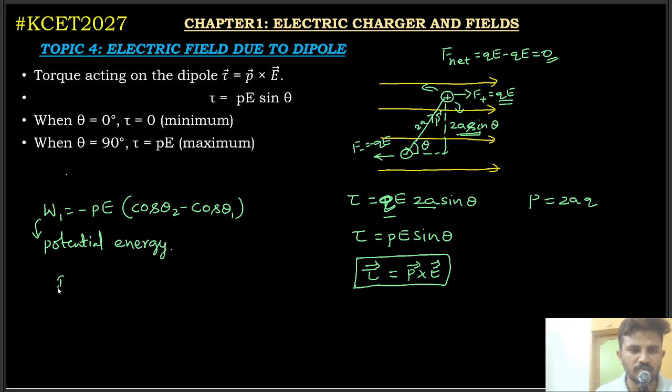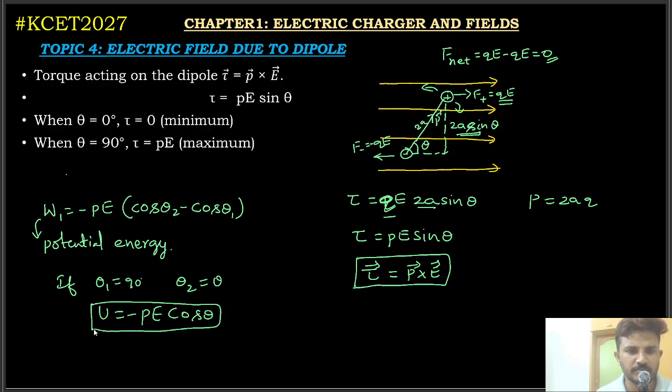Now, sir, what if theta 1 is 90 degrees? Then theta 2 is theta. Cos 90 is 0. So we'll get U is equal to minus PE cos theta, in place of W I'm writing U, because cos theta 1 will be 0 since theta 1 is 90 degrees. Okay, this is one. Why I have given this here is that based on these two you may get competitive level questions.